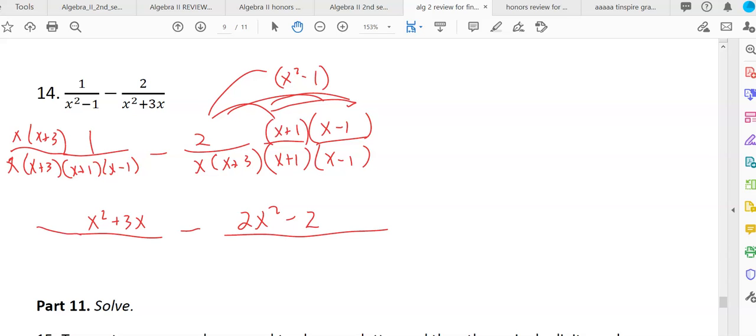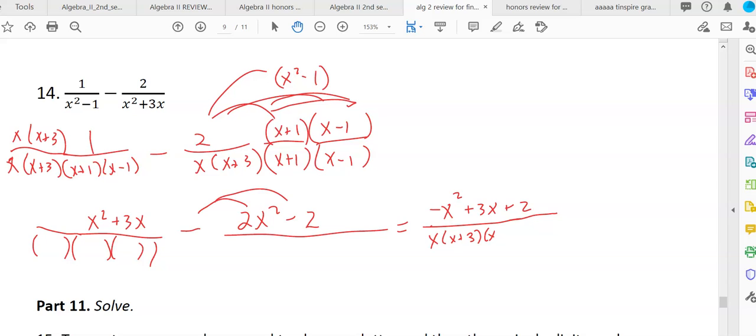All of this is over all four of those things together. I'm just saving time and not writing it. Okay, so then this distributes to both terms. So the numerator, I get x squared minus 2x squared is negative x squared. That's minus negative 2, which is plus 2. So I get plus 3x plus 2 all over x times x plus 3 times x plus 1 times x minus 1.